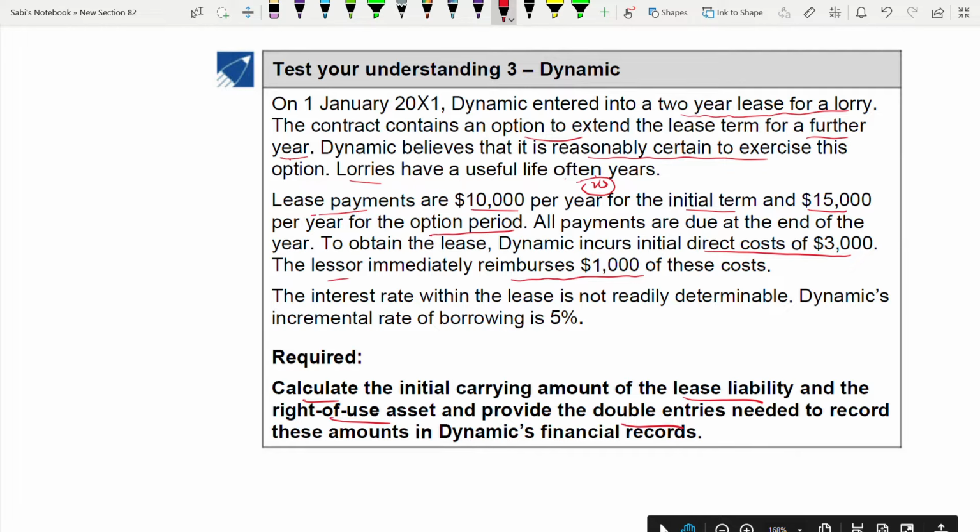They couldn't find the discount rate, but they have used the borrowing rate of 5%. Dynamic's borrowing rate of 5%. So everything is given. You just need to find out. We'll always start with the lease liability, because you need that lease liability for your right of use asset. So always the starting point is lease liability, not the right of use asset. So let's do that.